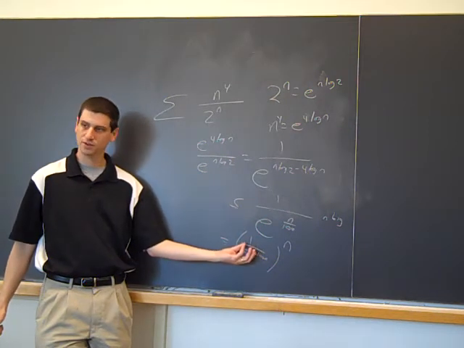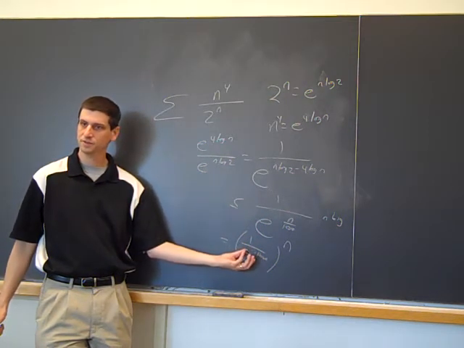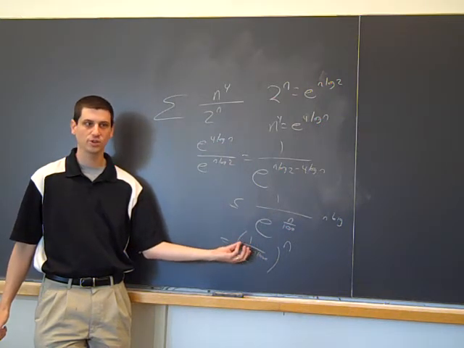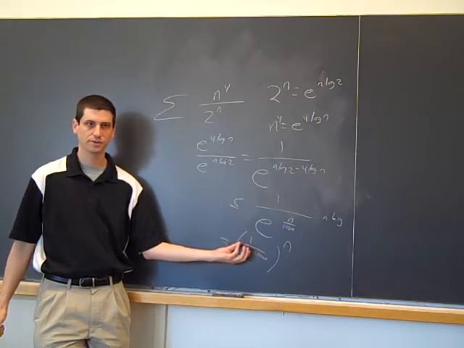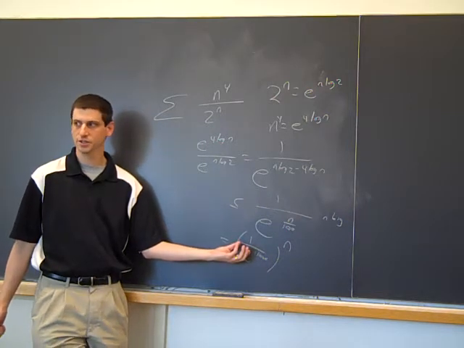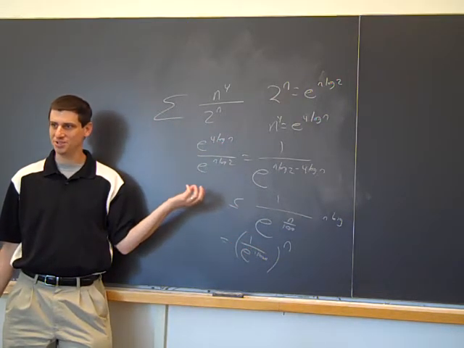What series is that? Geometric. Is the ratio greater than 1 or less than 1? Greater. Converges. So we did it by the comparison test.